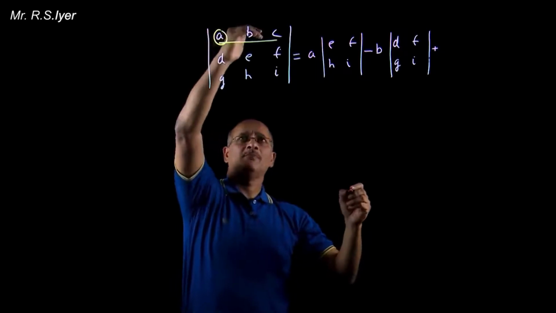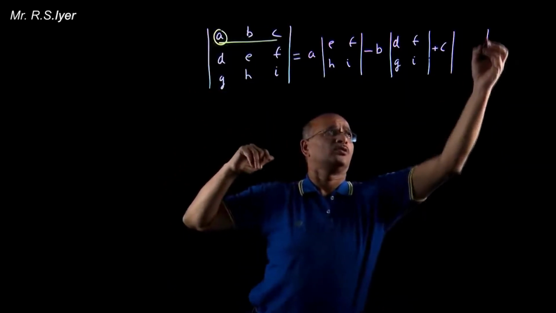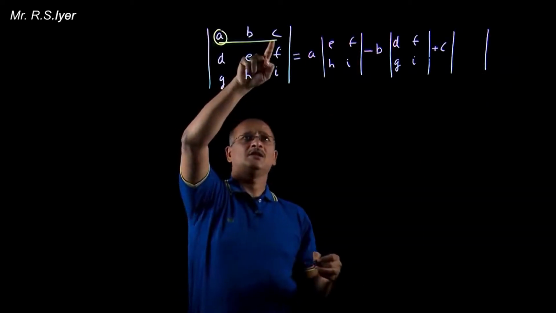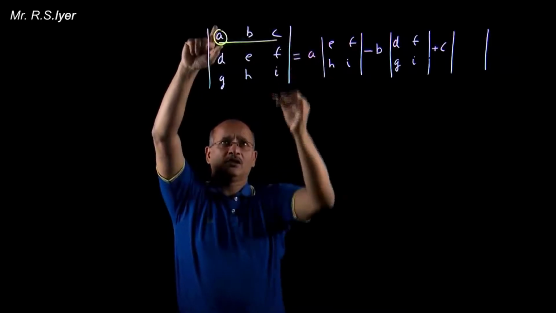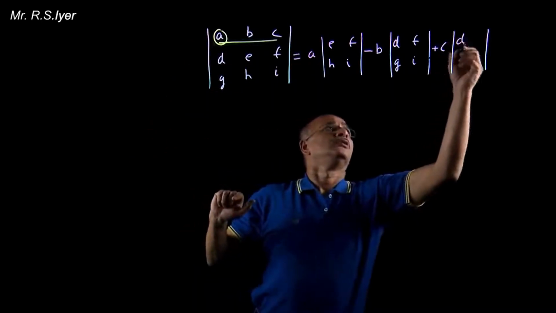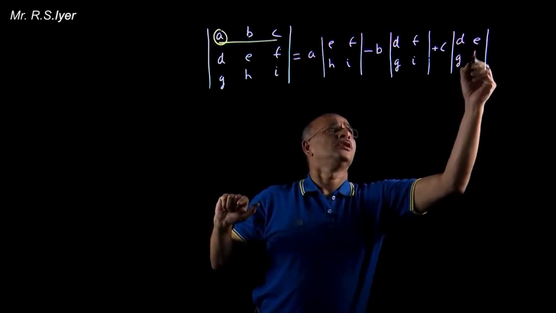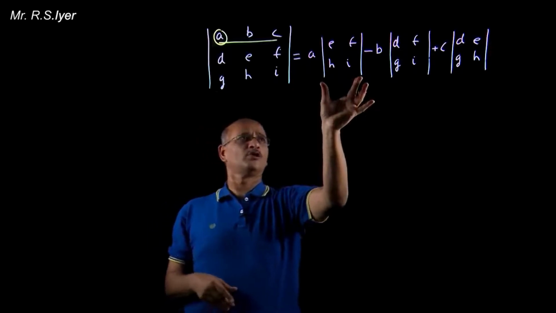So plus, minus, plus. Plus C into, check what is left out. C is in the third column and the first row. So leave the first row and the third column. What is left out? D, E, G, H. D, E, G, H, and then evaluate it. You know how to evaluate the determinant of order 2.